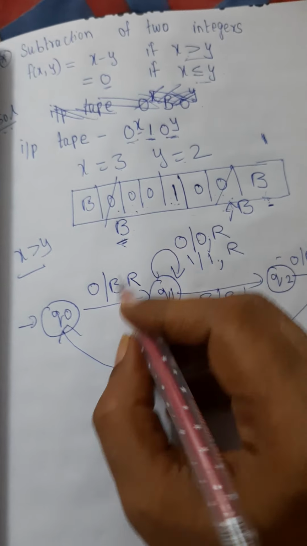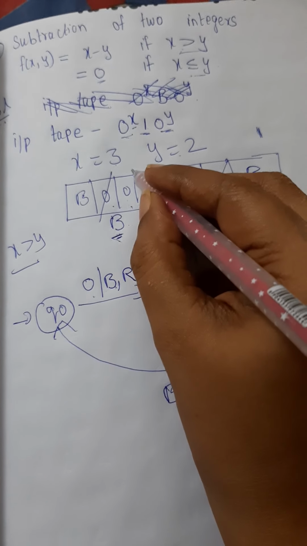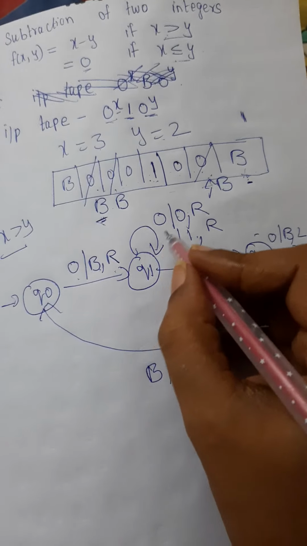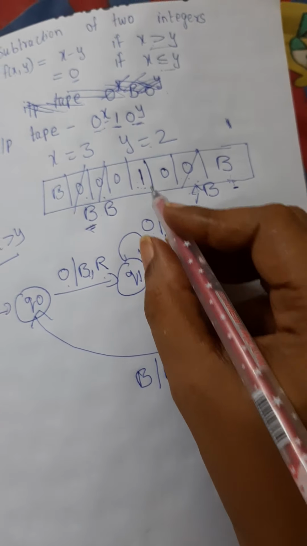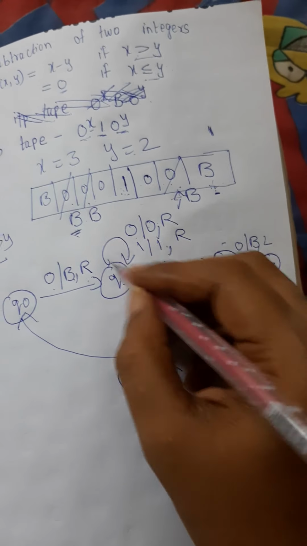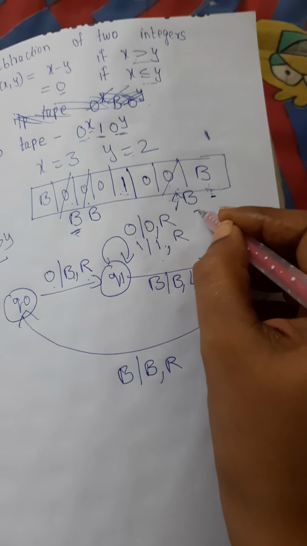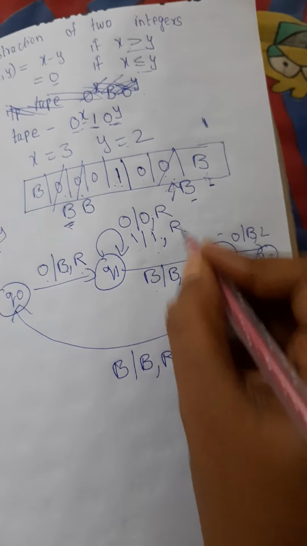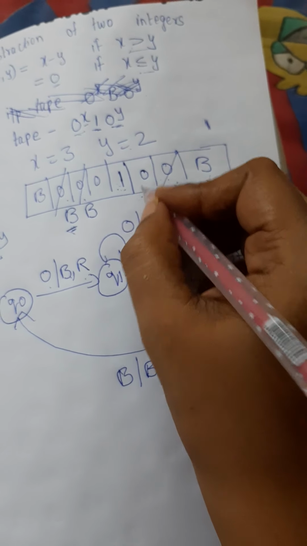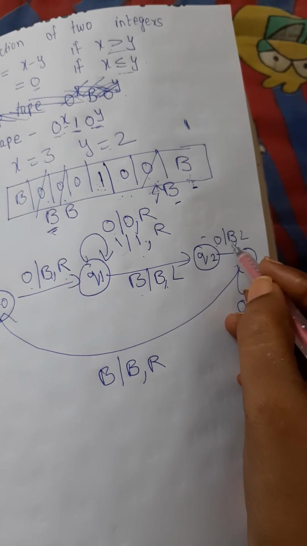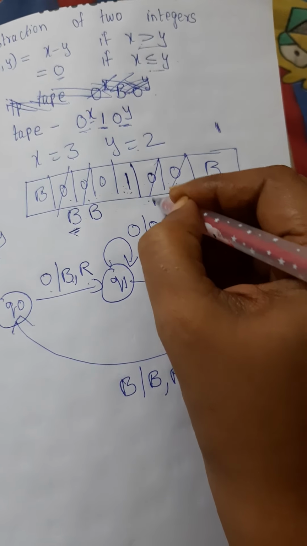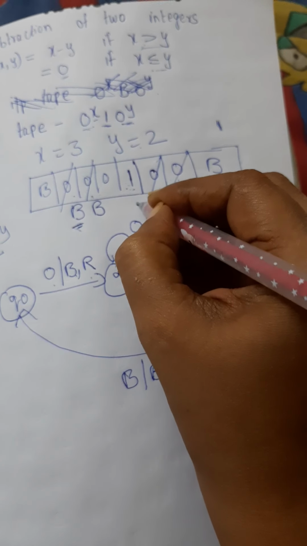So what is happening? This 0 you are making blank and moving right. This 0 you are skipping, this 1 also you are skipping, and this 0 also you are skipping. So all this is the skipping case. Now if you have a blank, again you move left. After moving left, this 0 you make blank and move left.